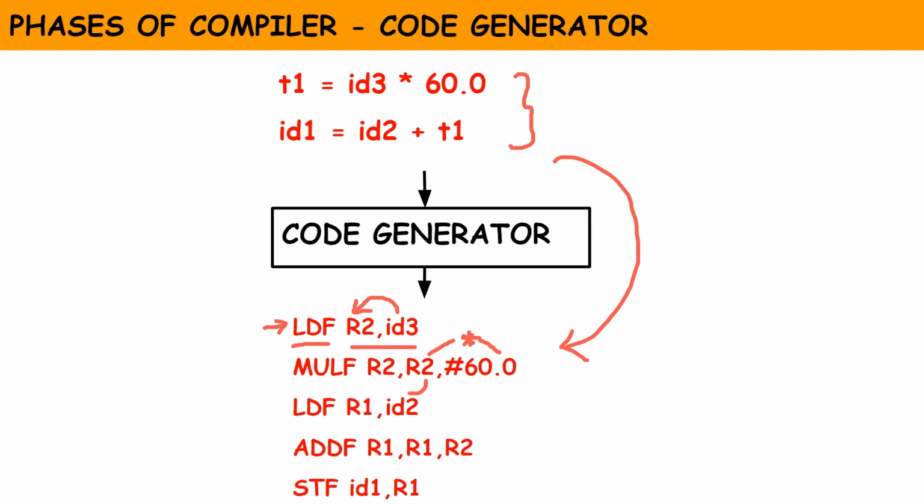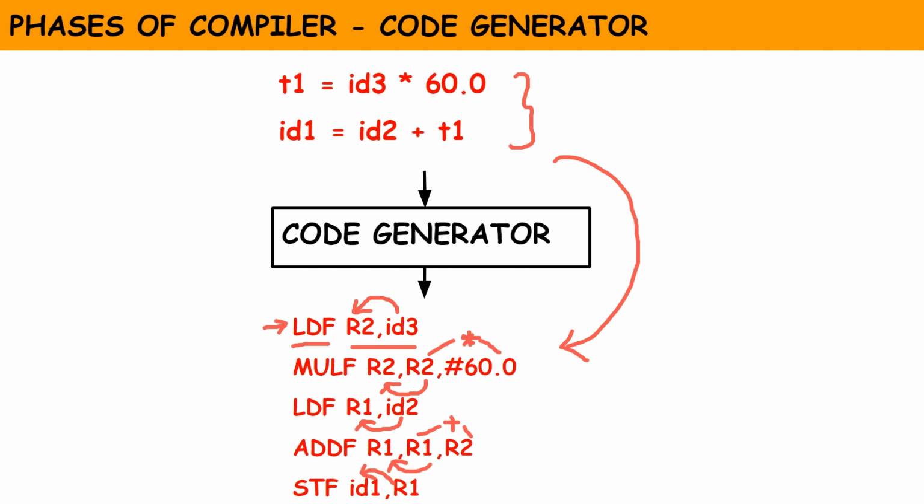in the register R2. The next instruction is LDF R1, id2, where LDF is the load operation. Here again, the value in the variable id2 will be transferred to the register R1. So the next instruction is performing the add operation, ADDF. Here it will add the content of R1 and R2 and store the result back in R1. So finally we have the store instruction where the content of R1 is stored back to the variable id1. So this is the target machine code which will be understood by the machine.